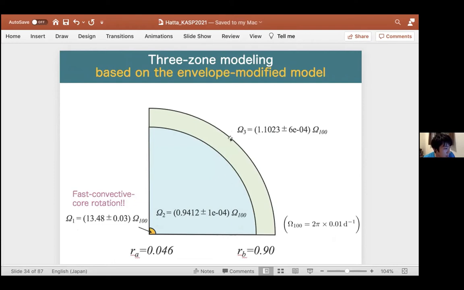For omega 2 and omega 3, they have almost the same rotation rates. And the convecting core is now rotating around 10 times faster than the other regions of the star. So we were very relieved to know that this inference of fast convecting core rotation is unchanged even when we use the different, newer model of the star.